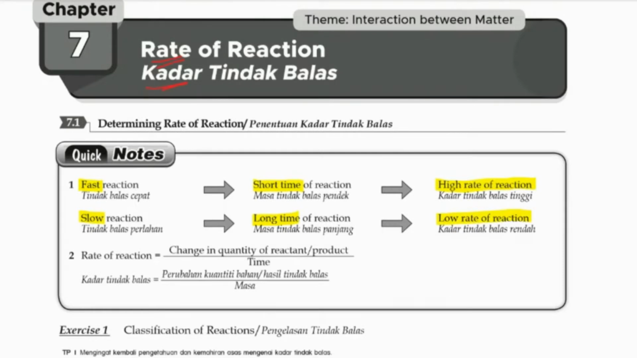Now here, be careful. When we talk about the rate, you cannot use fast or slow. You cannot say fast rate of reaction, or slow rate of reaction. You can use fast and slow with reaction, not rate. Once you use the rate, you must use higher or lower. So rate of reaction is the change in the quantity of the reactants or products over the time, divided by the time.